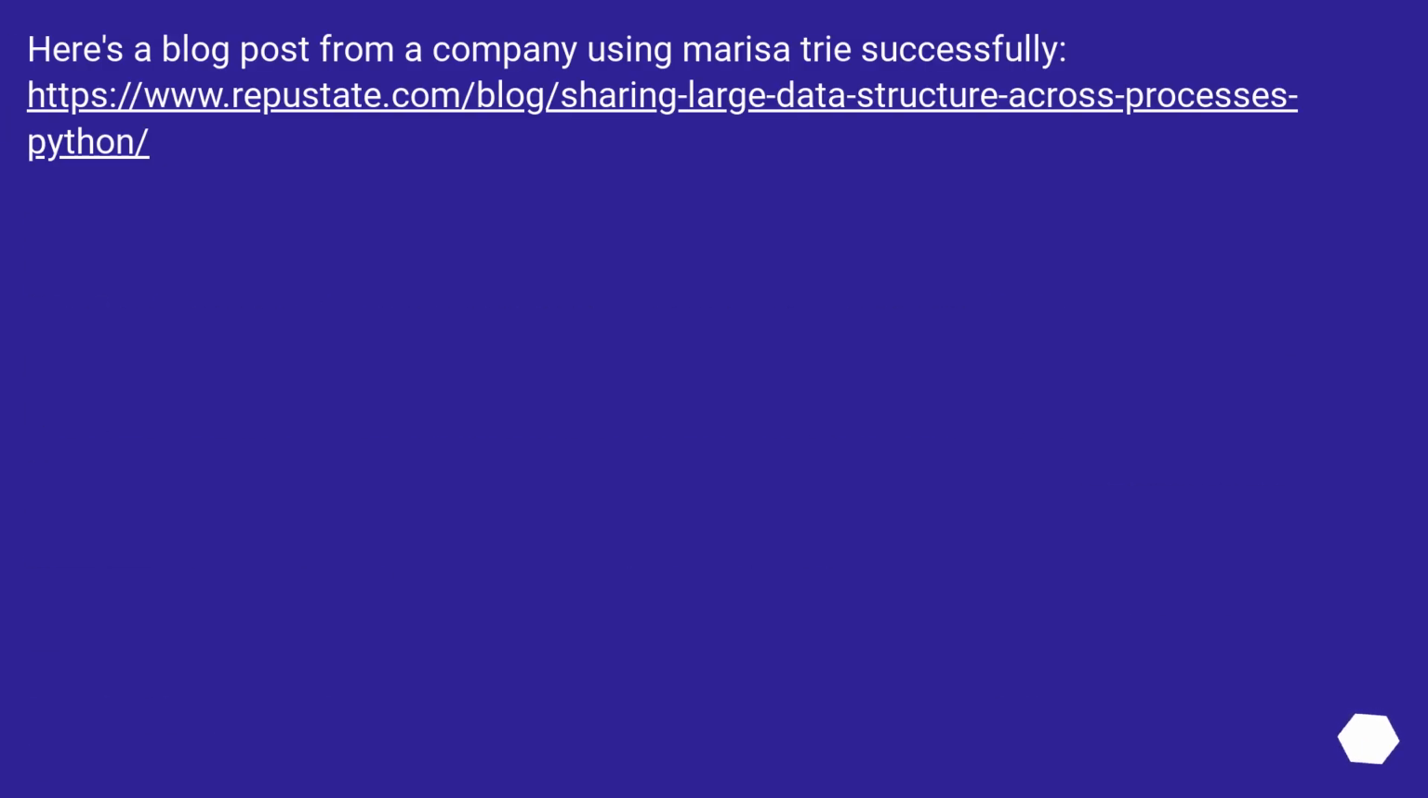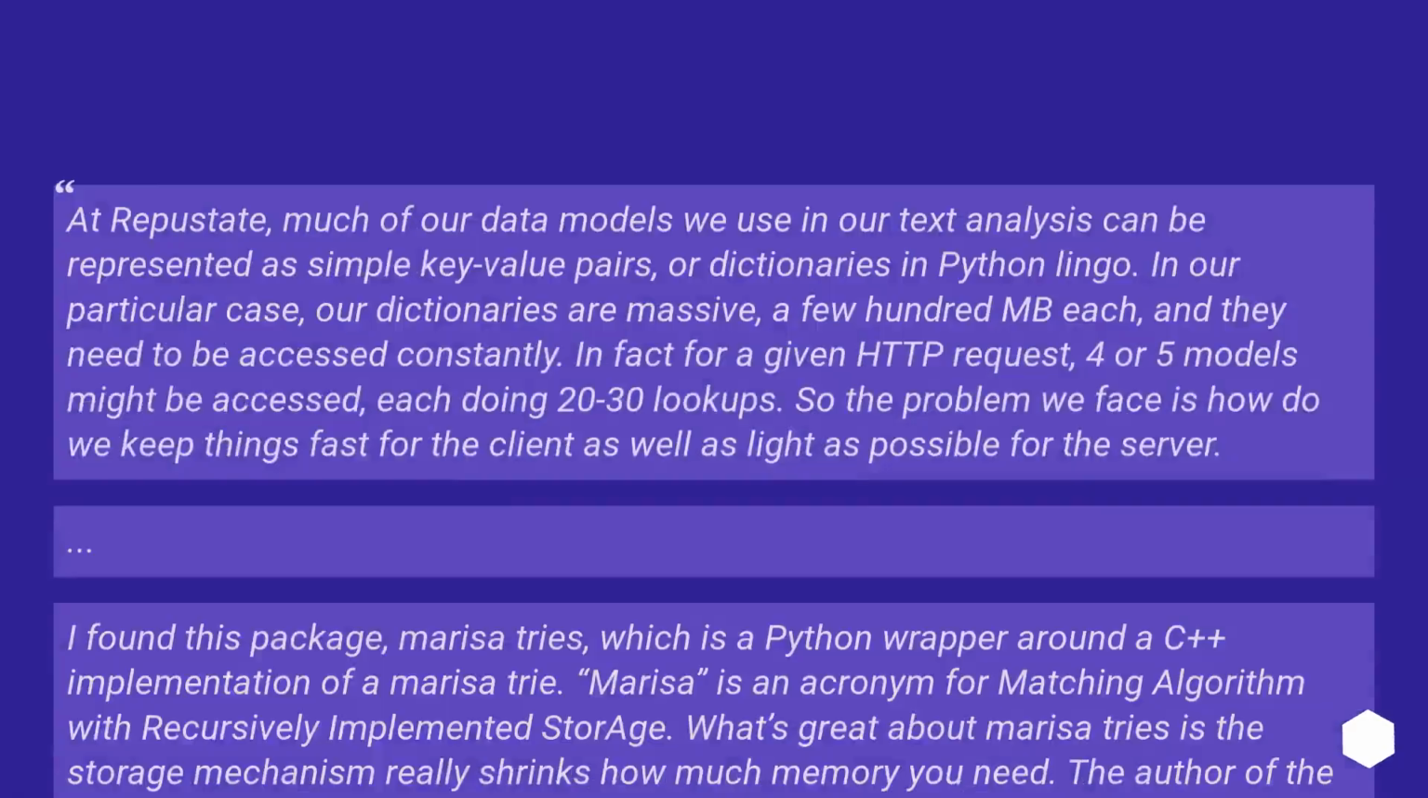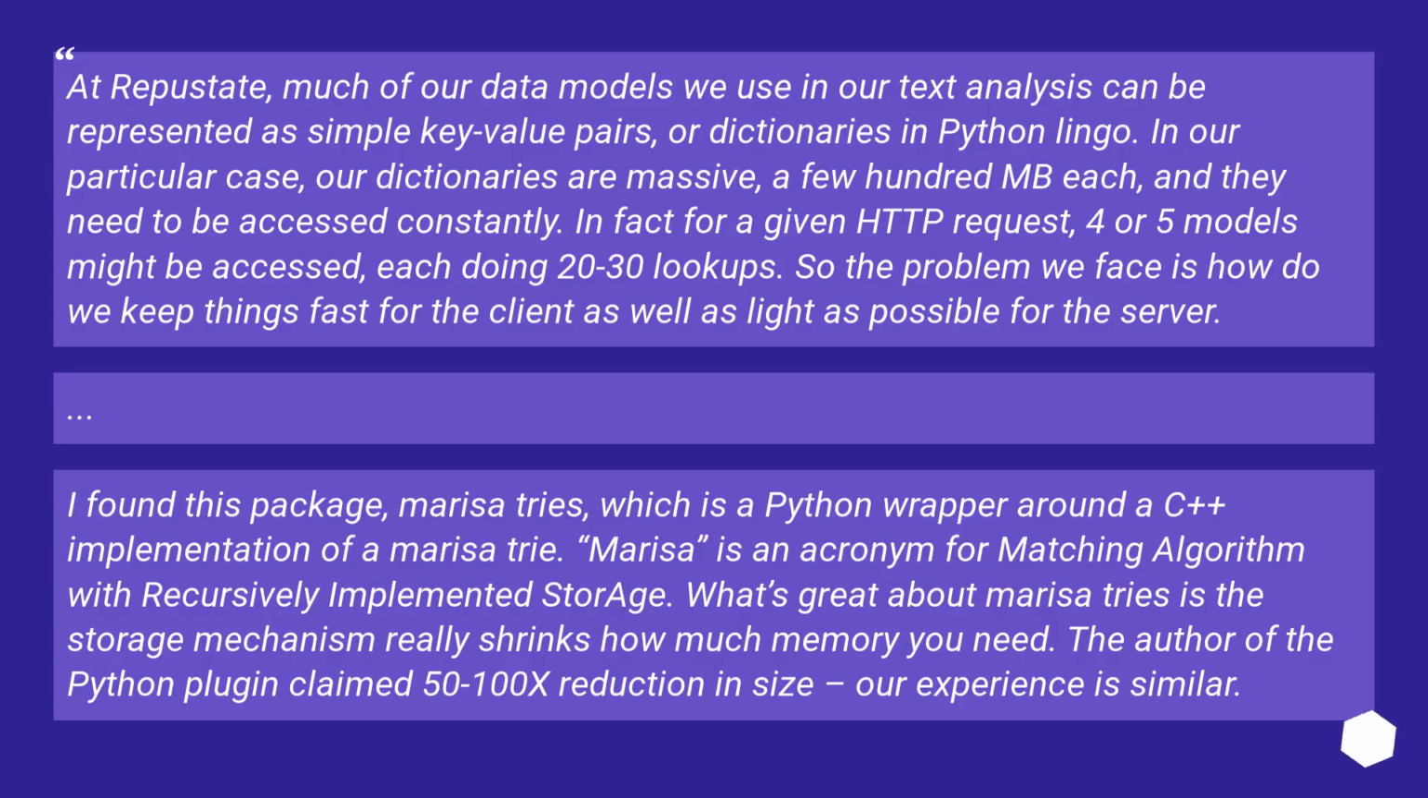Here's a blog post from a company using Marisa trie successfully. At Repustate, much of the data models we use in our text analysis can be represented as simple key-value pairs, or dictionaries in Python lingo. In our particular case, our dictionaries are massive, a few hundred MB each, and they need to be accessed constantly. In fact, for a given HTTP request, 4 or 5 models might be accessed, each doing 20 to 30 lookups. So the problem we face is how do we keep things fast for the client as well as light as possible for the server.